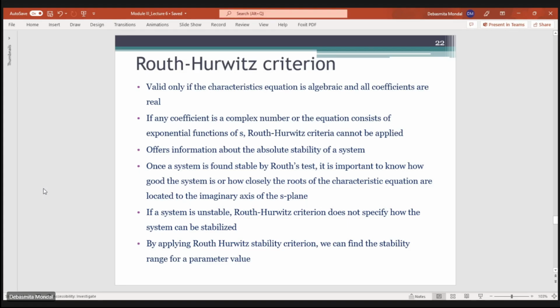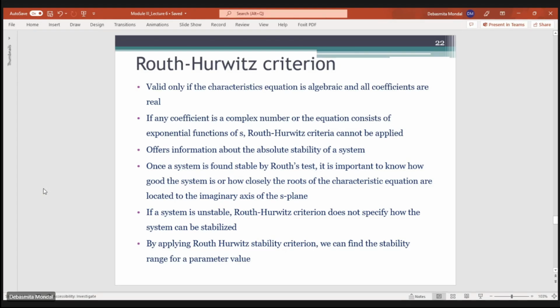Okay, and also this Routh-Hurwitz criteria provides you only information about the absolute stability of the system. So it will only tell you whether the system is stable or unstable. Obviously, once you have found out that your system is stable by using Routh's test, we would want to know how good the system is, how much stable the system is, or how close the roots of the characteristic equation are lying to the imaginary axis of the S-plane.